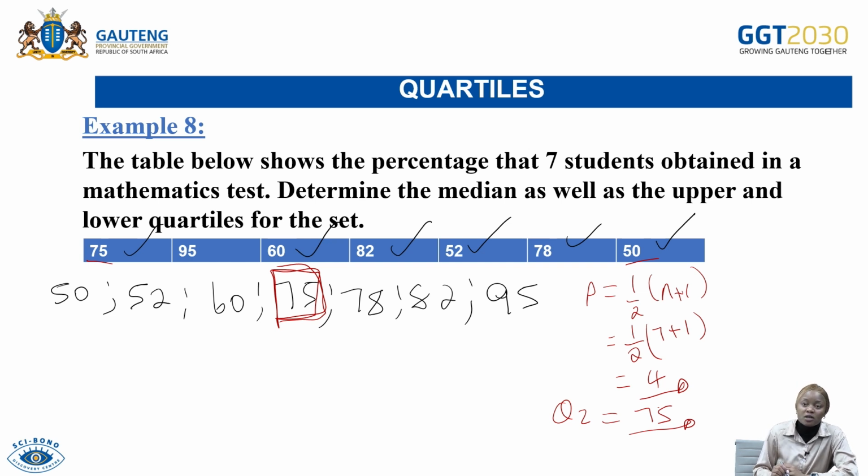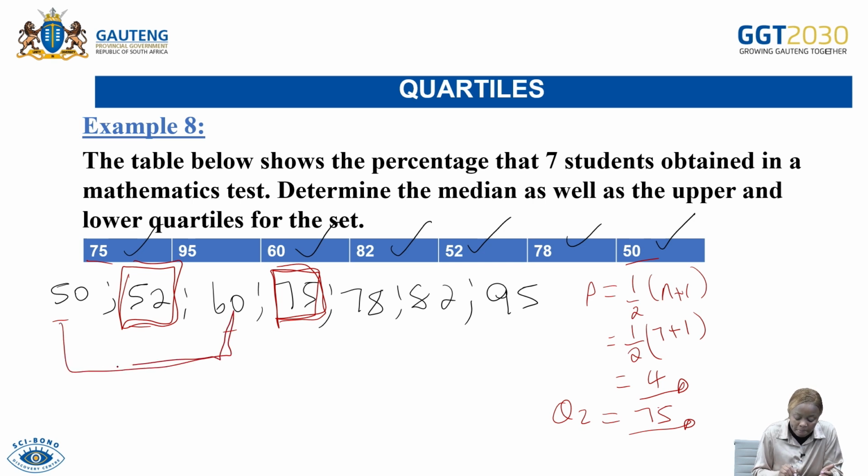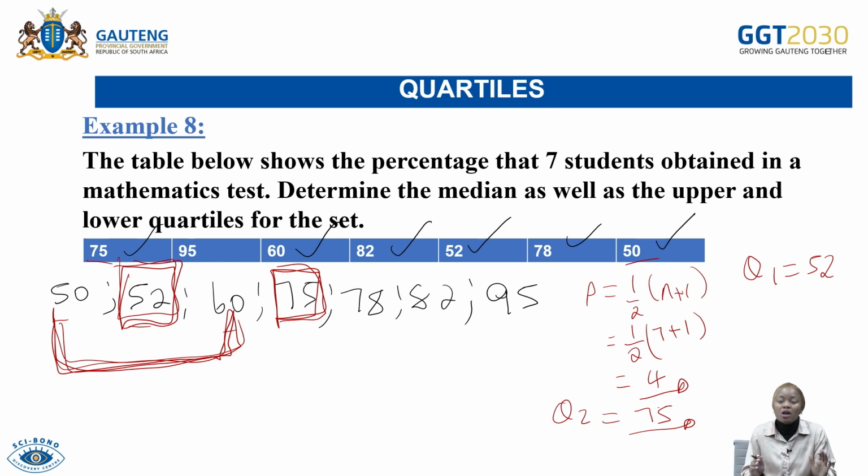So now I need to find the lower quartile. Remember, for the lower quartile we are looking at the middle value of the lower half of the data set. My lower half of the data set is now 50, 52, and 60. In this lower half, 52 is going to be the median, just by looking at the data set. So you can see that your Q1 will be given as 52.